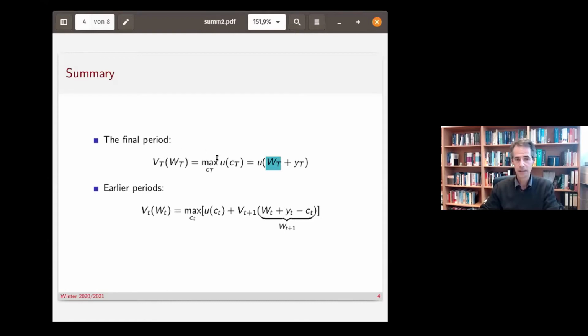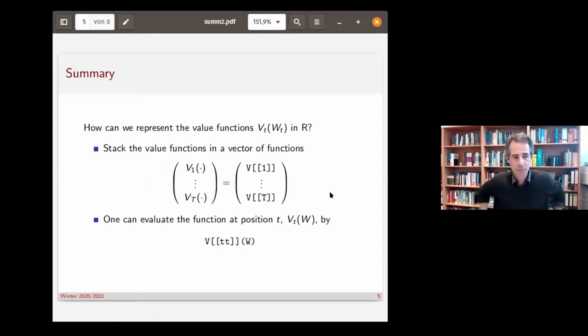And then for all earlier periods, we just go backward period by period. And each time we solve a maximization problem. And in the notation of this setting, it's pretty easy. We have current utility plus, there's the discount factor missing, beta times tomorrow's value function, evaluated at tomorrow's wealth, which in turn depends on current consumption. Right? So that's just a reformulation of our problem.